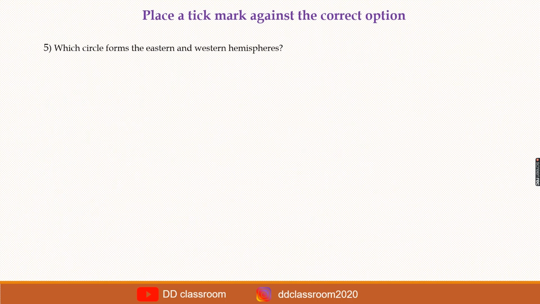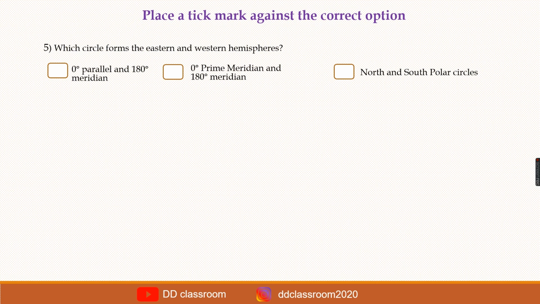Question number 5. Which circle forms the eastern and western hemispheres? Options are 0 degree parallel and 180 degree meridian, 0 degree prime meridian and 180 degree meridian, north and south polar circles. The correct answer is 0 degree prime meridian and 180 degree meridian.